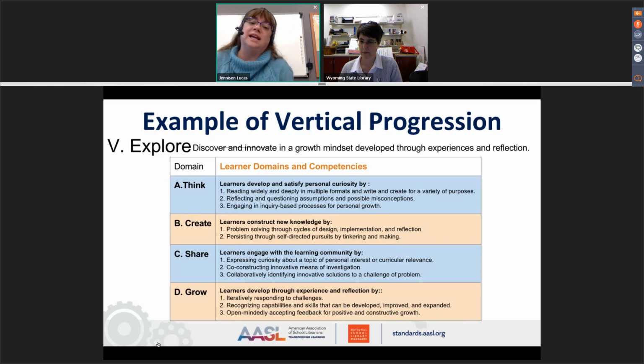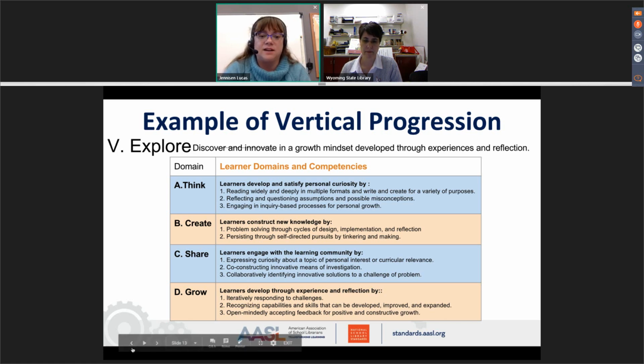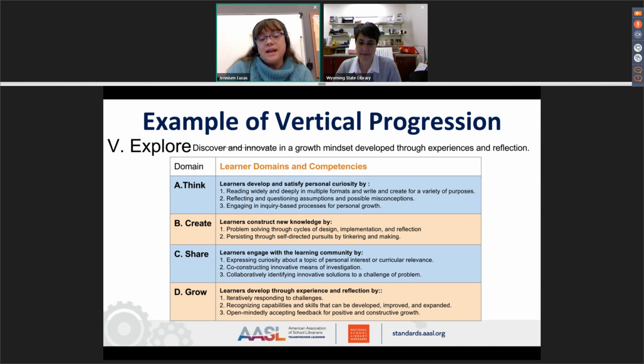And then this is what the same standard would look like, that vertical going through the domains of think, create, share, and grow. So the learners in thinking will read widely and deeply, reflect and question, and engage in an inquiry-based process. And then for create, they're going to problem solve and persist. So here's where we get some of those soft skills of persistence and sticking with it right in our standards. And then into share, expressing curiosity about a topic, co-constructing innovative means of investigation. I love that one. Collaboratively identifying innovative solutions. And then growing: learn and develop through experience and reflection by iteratively responding to challenges, recognizing capabilities, and open-mindedly accepting feedback.